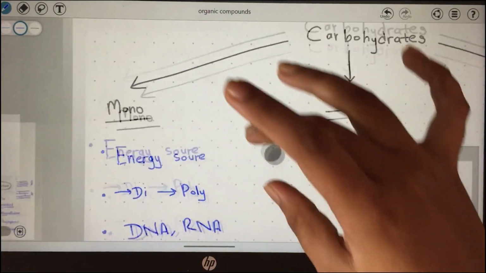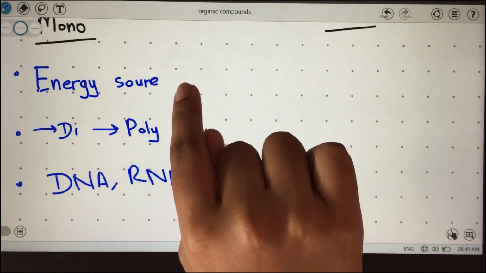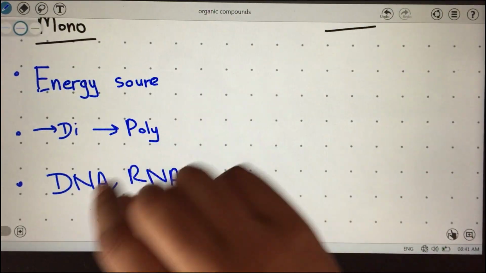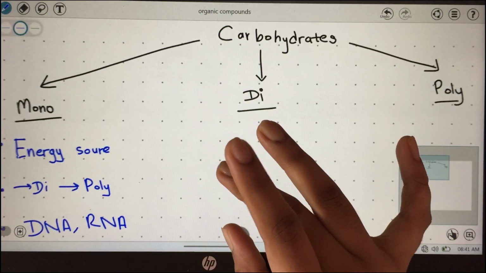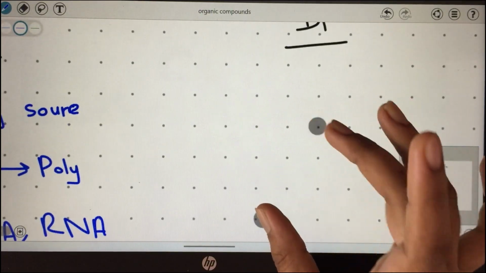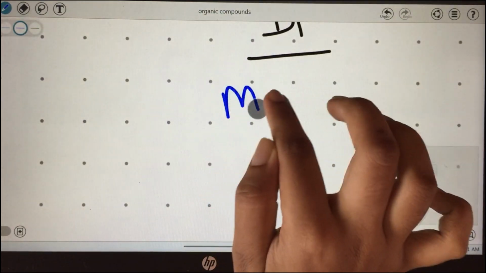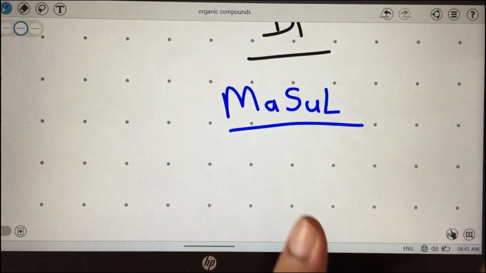Okay, so monosaccharides, of course, we have three functions. What are they? They are going to act as an energy source. They are going to form disaccharides and polysaccharides. They are going to be components of DNA and RNA. Now we move on to the disaccharides. Disaccharides, I told you a mnemonic to remember. What is it? Muscle. In case you always struggle to remember the example. Ma for maltose, Su for sucrose, L for lactose.